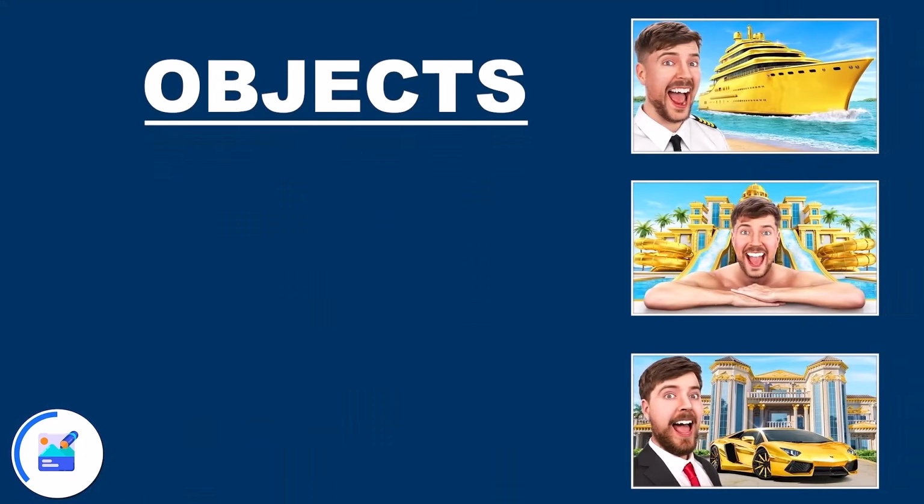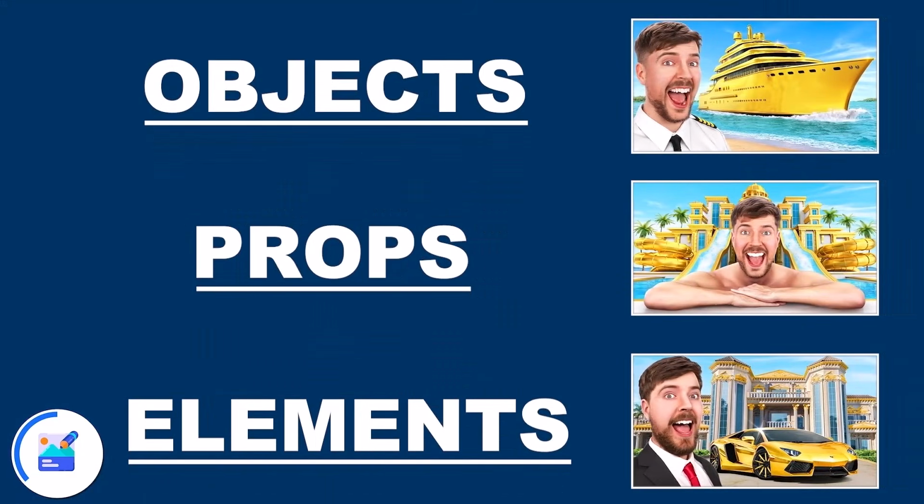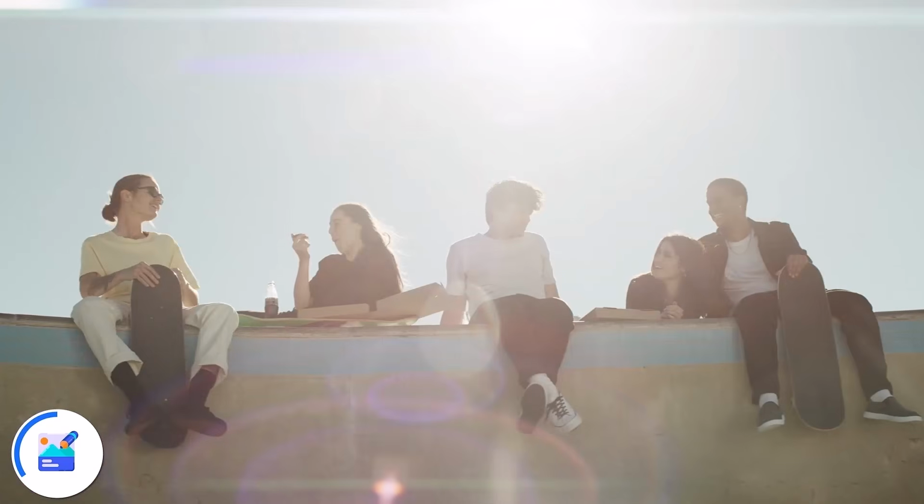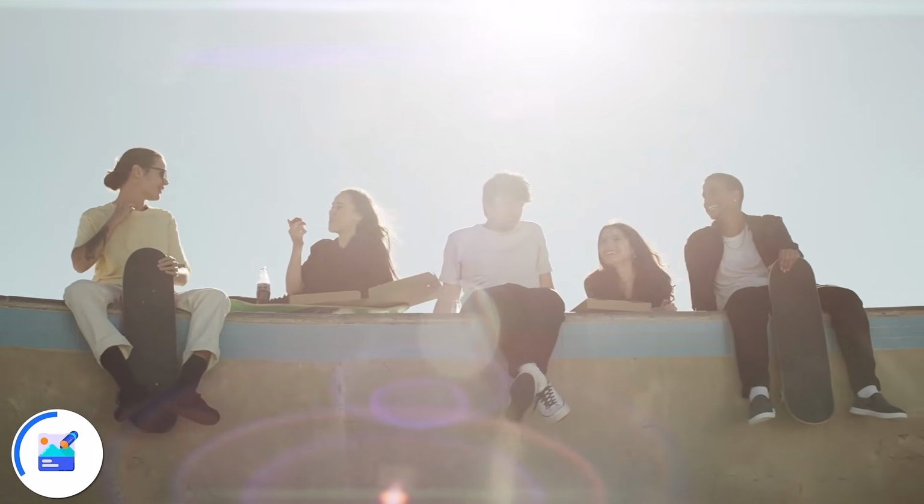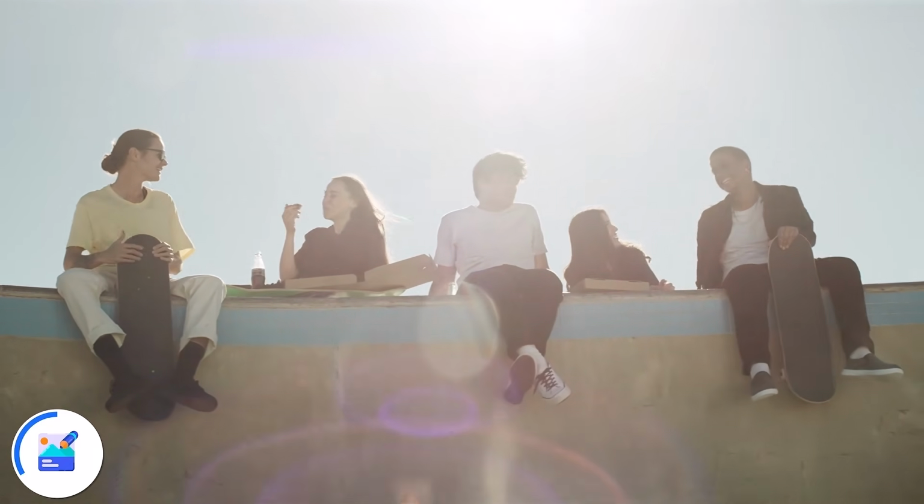Include objects, props, and elements that are related to the video. This will hint to what the content is actually about. It makes it more appealing to the potential viewer, but remember, you don't need to include every element, just 1 or 2 should suffice. Humans naturally relate to other humans, so use them in the thumbnail.